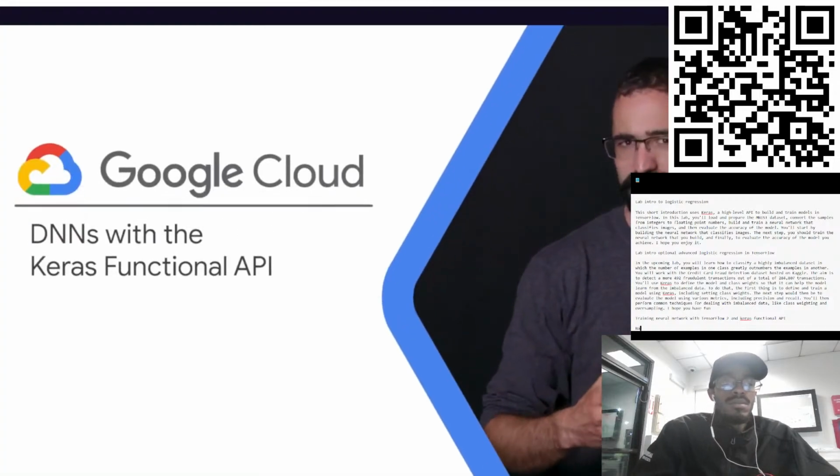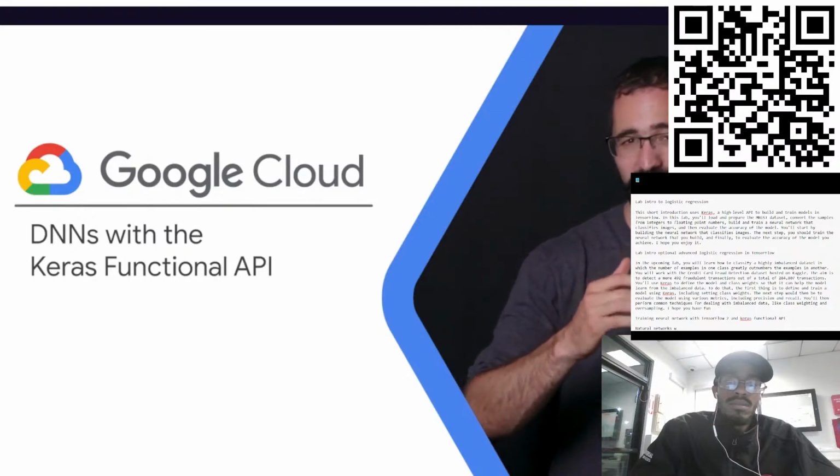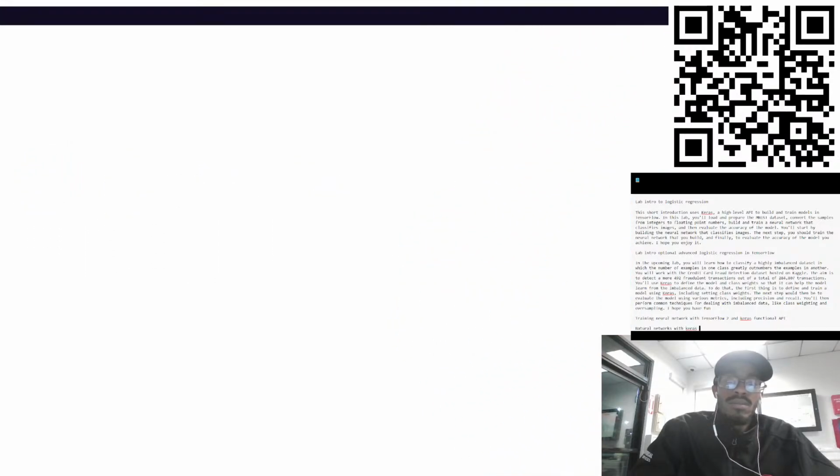Now let's talk about deep neural networks with the Keras functional API. In this section, you'll learn how to create wide and deep models in Keras with just a few lines of TensorFlow code. Take a look at this.